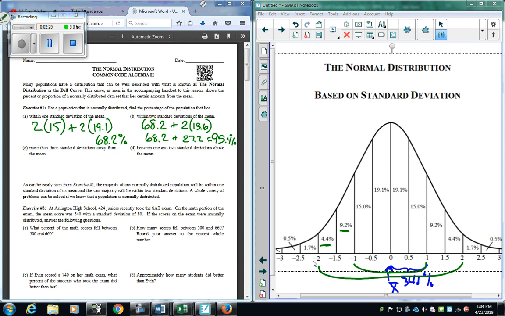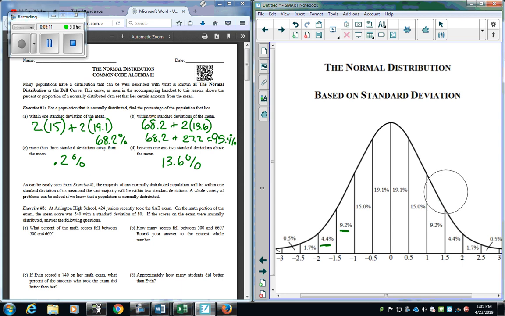For C, it says more than 3 standard deviations away from the mean. You can't really see those, but each of them is 0.1. So if you're more than 3 standard deviations away in either direction, you're only 0.2%. And between 1 and 2 standard deviations above the mean, so that would be this area here, which again we just talked about earlier is 13.6%. So you want to look at the wording, be very careful with it, and then take into account those sections that go with it.